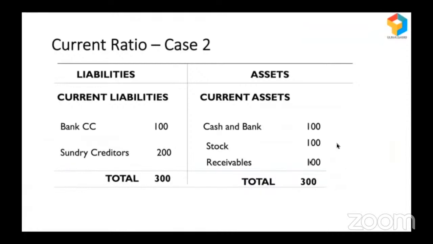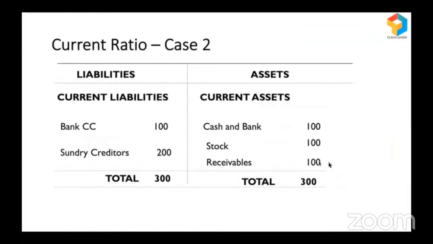Let's say the bank CC has become due. This 100 has become due and you can settle that using your cash and bank balances. Then when this 200 becomes due, what are the assets you have? Only the stock and receivables. Let's say the receivables are getting converted into cash. That's good. So out of 200 you settle 100, but still you have another 100 pending. So what will you do?